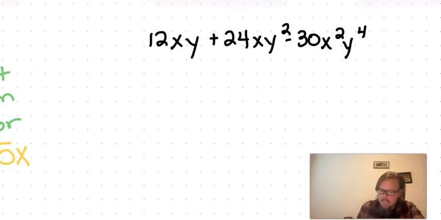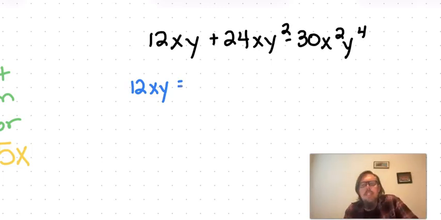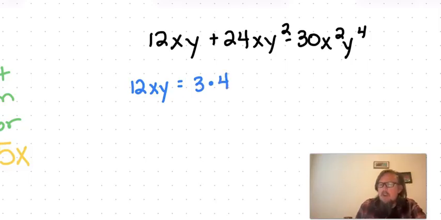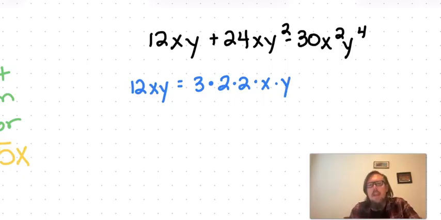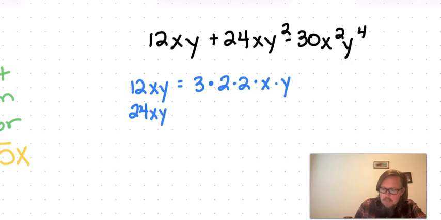Okay, so again, I'm going to start off by figuring out the factors of 12xy. Well, 12 is 3 times 4. Oh, but 4 can actually be factored again. 4 is not a prime number. 4 is 2 times 2. So instead of 3 times 4, I'm going to do 3 times 2 times 2, and then it's xy, so times x times y. There we go. And then 24xy squared.